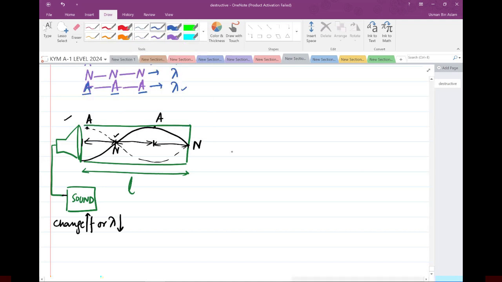Okay. Now you can see how much of a wavelength is produced in this case. From a node to a node, that's half a wavelength. And from a node to an antinode, that's 1/4 of a wavelength. So 3/4 of a wavelength are being formed inside the length L. So from here, lambda will be equal to 4L by 3. If we remember, the frequency is going to be V divided by lambda.